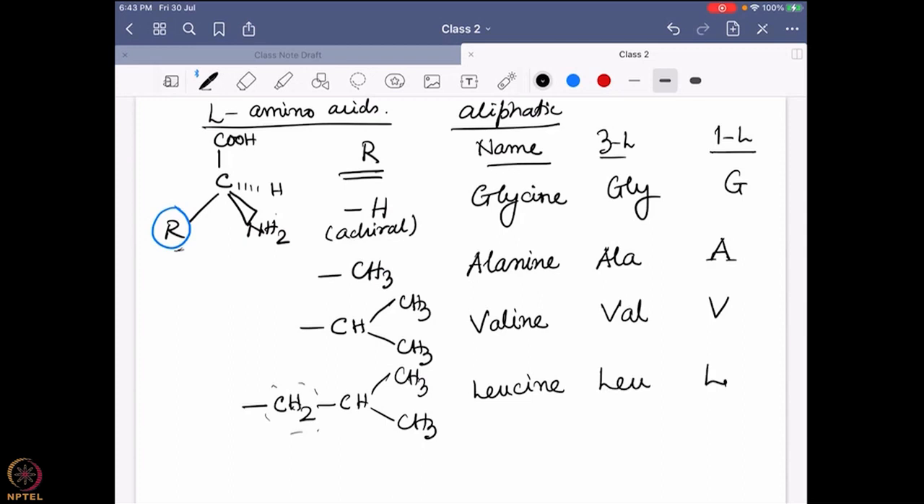And then there is another amino acid which is very similar to this structure, but an isomer of that. So what happens over there? One of the CH3 shifts over here, and then it is CH2, CH3. So one of the CH3 over here shifts down, and this is an isomer, so it is known as isoleucine. In the name, it is saying that it is an isomer of leucine. Three-letter code ILE, one-letter code I. So these are the five different amino acids found in biology which have simple aliphatic groups in their structure as an R group.